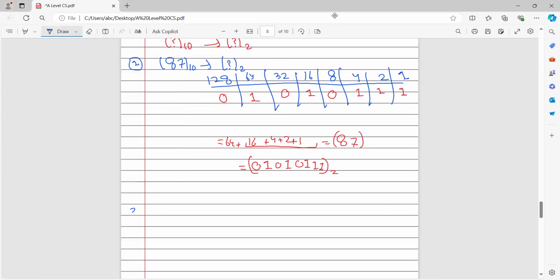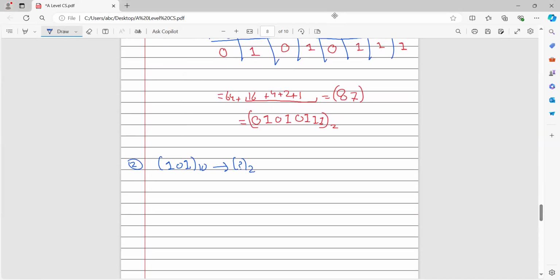Now, let's take another example. For example, if I have another number, 101 in decimal, and I want to convert it back into a binary number. I have a decimal number that is 101 and I want to convert it into a binary of base 2. So again, I'm going to take the series 1, 2, 4, 8, 16, 32, 64, 128.